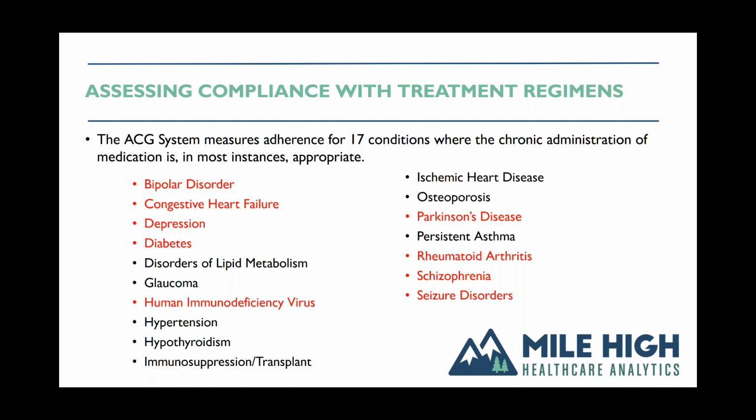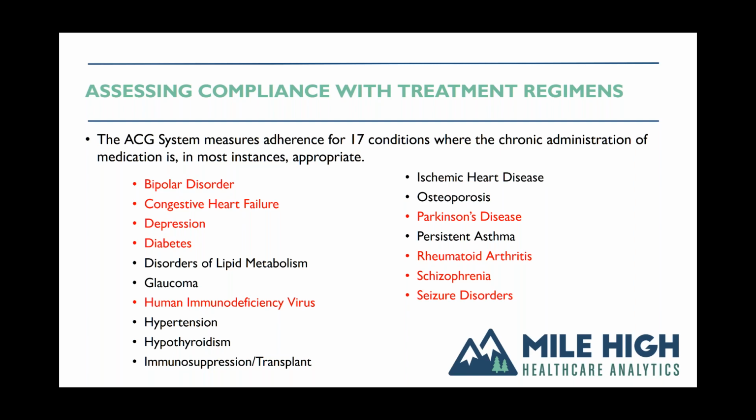The ability to assess compliance with treatment regimens. So what the developers have done is they've identified 17 conditions, most of which are chronic, and they are also treated with medication. I color the ones red that are common conditions that Medicare Advantage and Medicaid plans need to monitor, either for risk score purposes or for quality improvement.